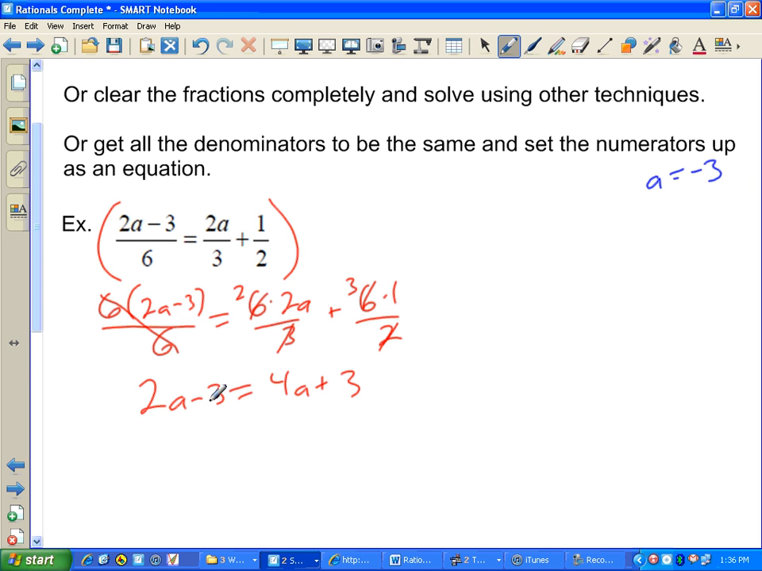And then this is actually the last step that we had when we got this answer. So I'll solve the same way. Subtract the 2a over, subtract the 3. I get negative 6 equals 2a. So a equals negative 3. Okay, so we get the same answer again.